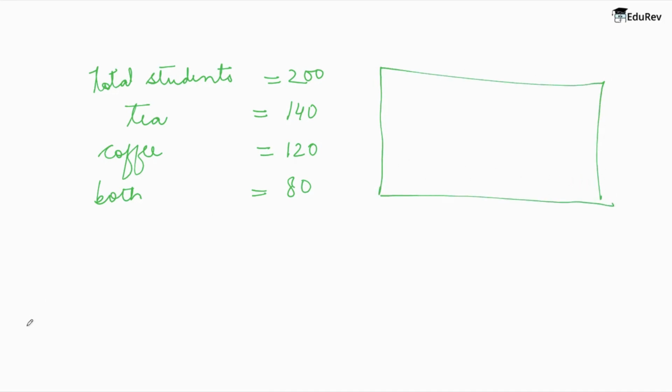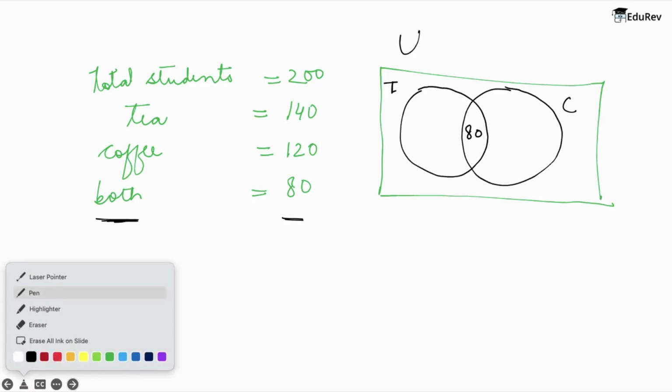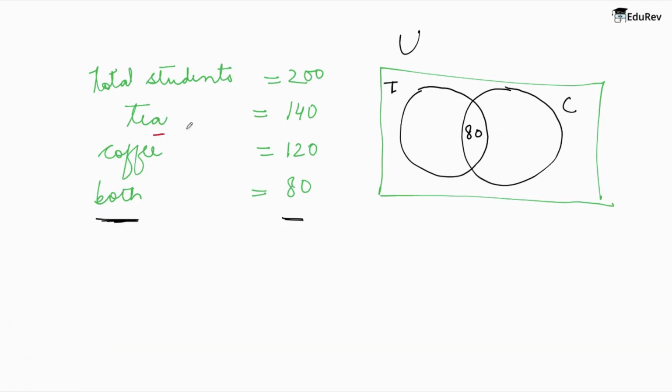Let's suppose this is my universal set. We have the people who like tea and the people who like coffee. So this is for tea and this is for coffee. Now the ones that like both are 80. So 80 are the people who like both tea and coffee, right? Now the people who like tea are 140. But out of 140, we have already written 80. That means 140 minus 80, which is 60, will be the people who only like tea. 80 will be who like both tea and coffee.